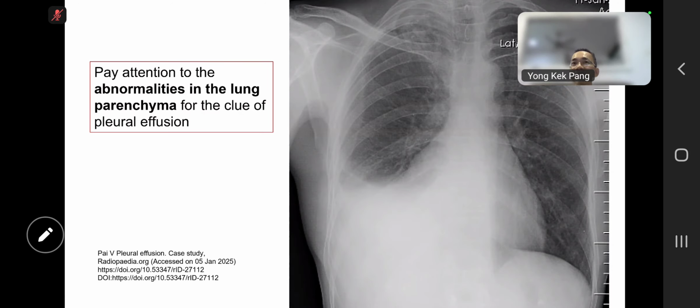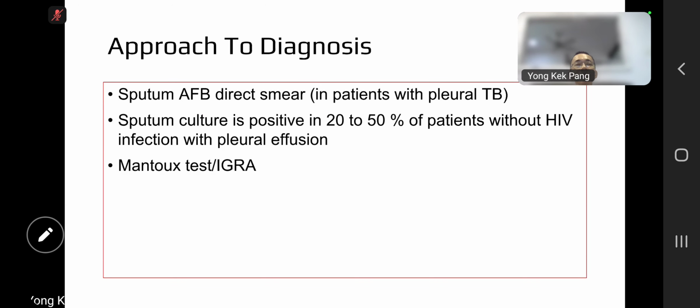Okay, depending on your screen, if it's quite small, you might not be able to see quite well. If your screen is quite big, it's quite visible that this patient had multiple nodular opacities over the right upper zone. Hence, this actually makes pleural TB much more likely because this patient had evidence of either old or reactivated pulmonary TB together with the right pleural effusion. And this is actually one of the most important clues that you have.